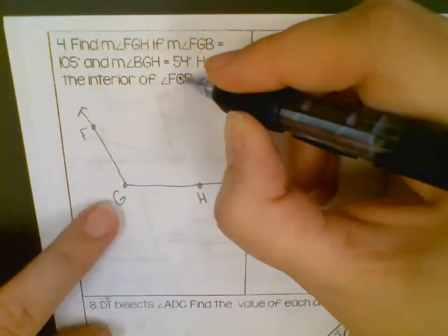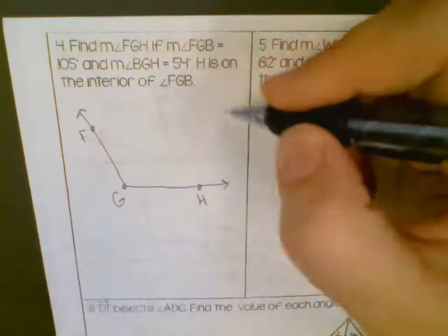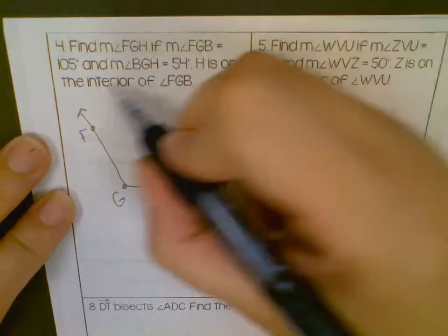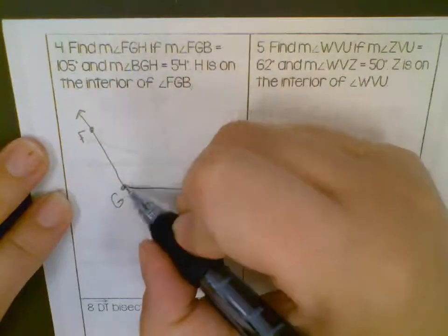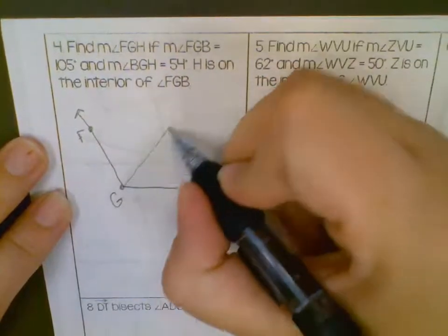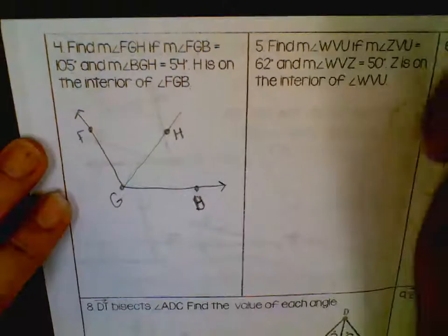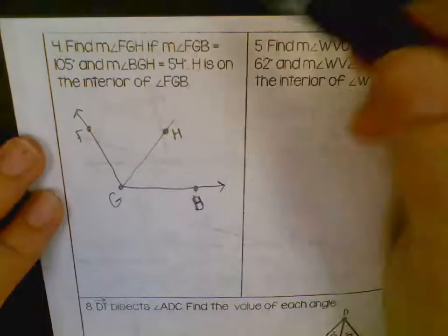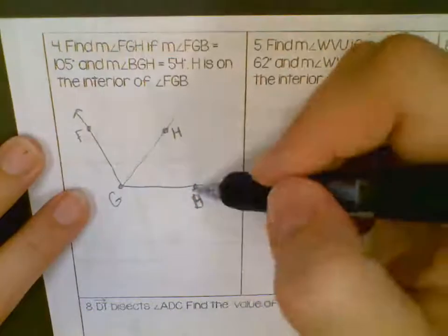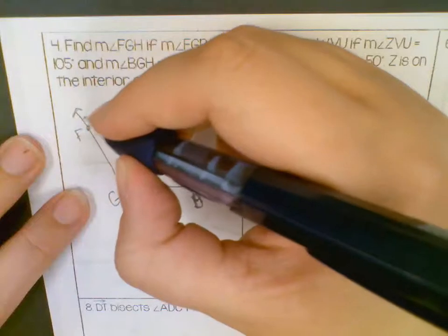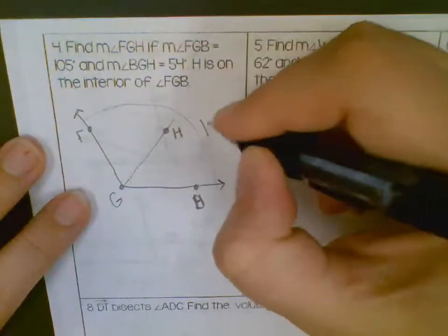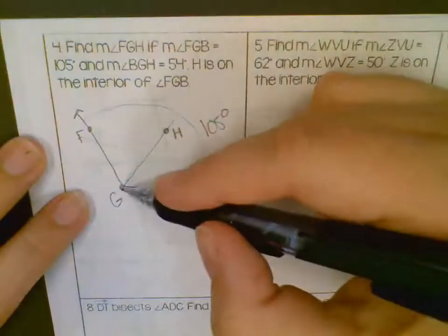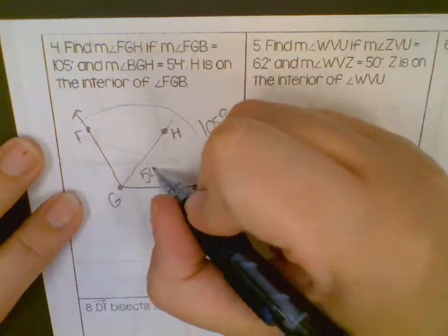So G has to be the vertex, FGB, or I put H, FGB. And H is on the interior of that. So H is going to be somewhere on the inside. So I'm going to plop H right there. So they told us that the measure of FGB, so that big angle, is 105. So from those two lines is going to make 105 degrees. The measure of BGH is 54 degrees.